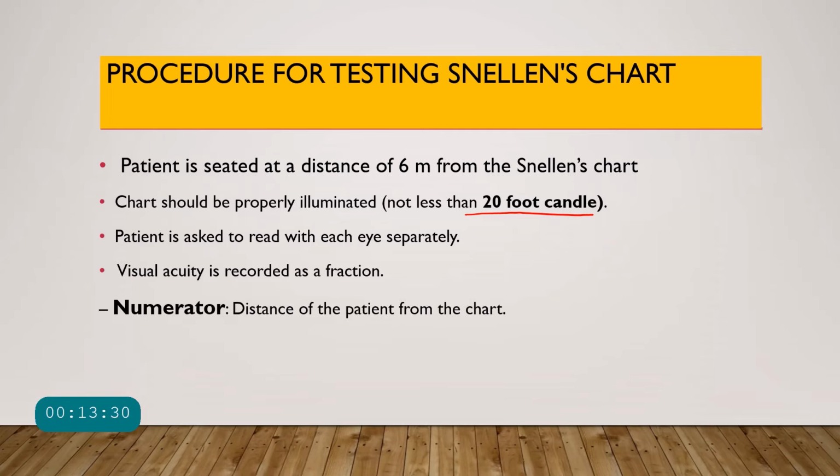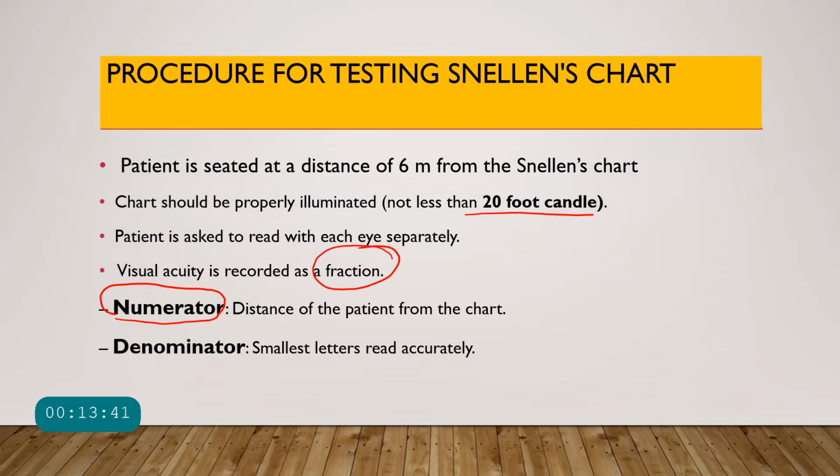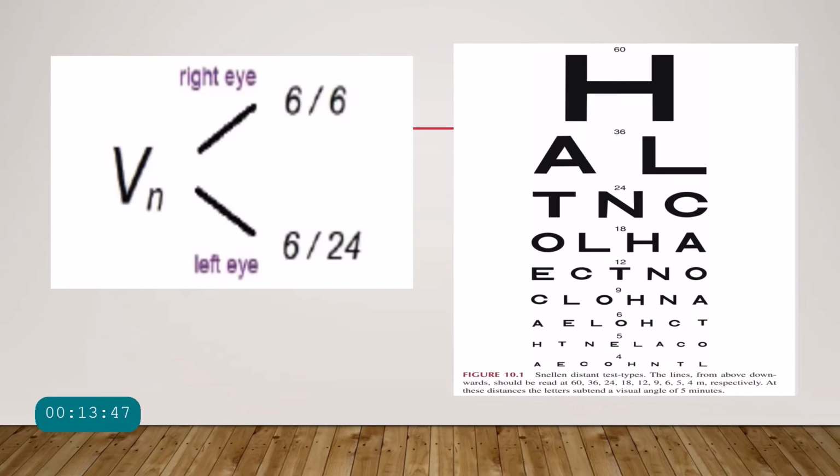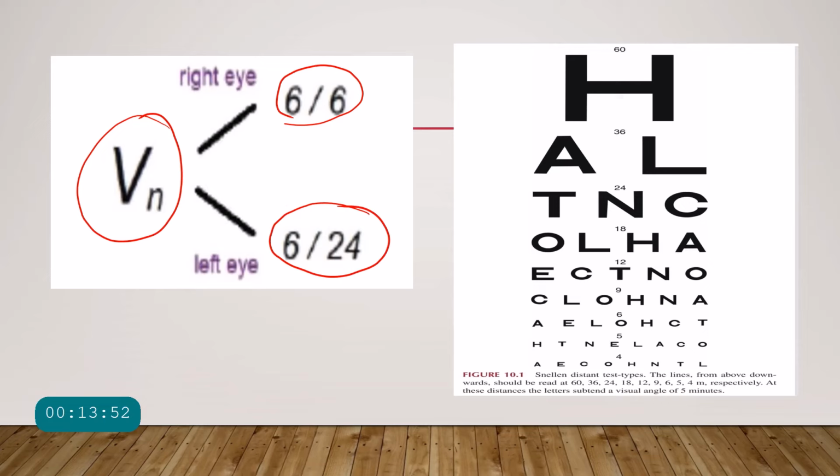The visual acuity is recorded as a fraction in such a way that the numerator tells you the distance at which the patient is currently present from the chart, which normally is 6 meters, and the denominator tells you the smallest letters that the patient is reading accurately. So if the person gets a vision of 6 by 6 in the right eye and 6 by 24 in the left eye, what does it mean? It means that the patient was standing at a distance of 6 meters and is able to read this line over here. Therefore his vision is 6 by 6, which means his vision is almost normal.